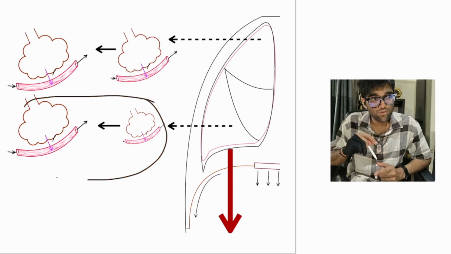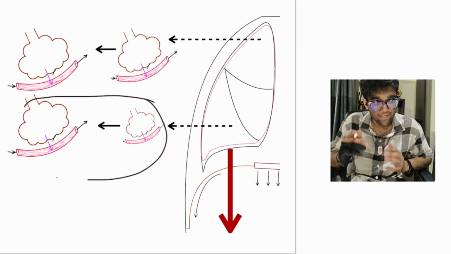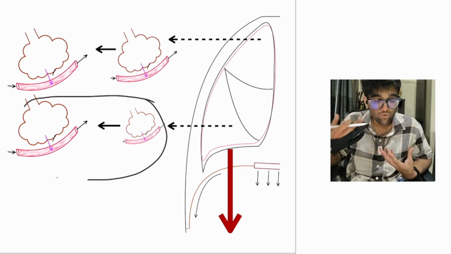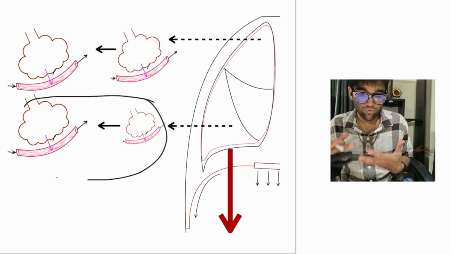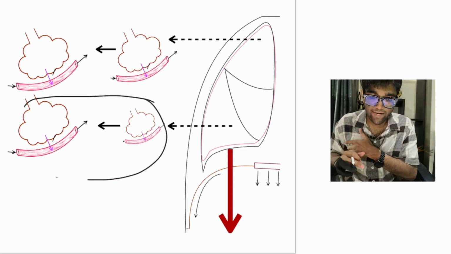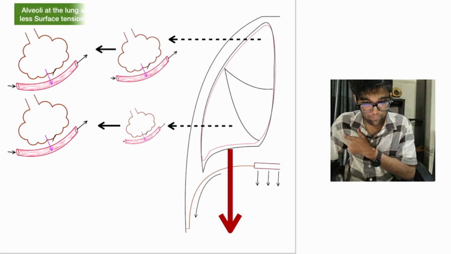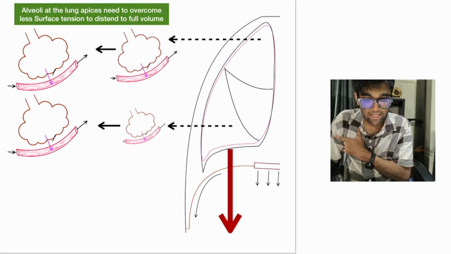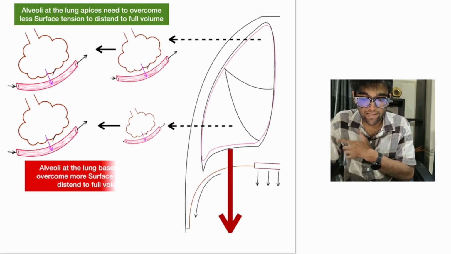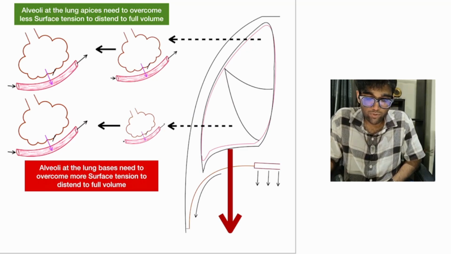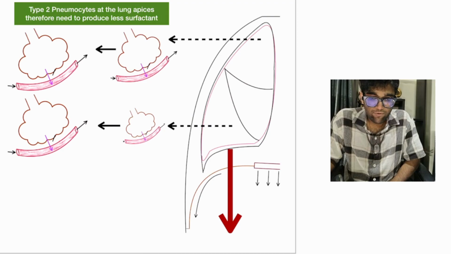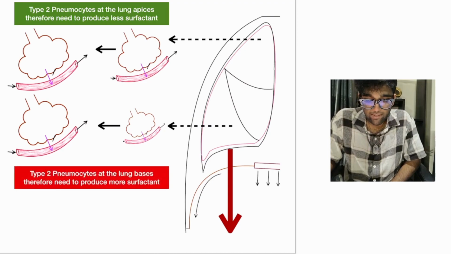So the type 2 pneumocytes in the alveoli that are at the base of the lung have to counter more surface tension, and therefore have more of a requirement for production of surfactant than those at the apex. So basically alveoli at the lung apices need to overcome less surface tension to distend to full volume. Alveoli at the lung bases need to overcome more surface tension to distend to full volume. And type 2 pneumocytes at the lung apices therefore need to produce less surfactant. Type 2 pneumocytes at the lung bases therefore need to produce more surfactant.